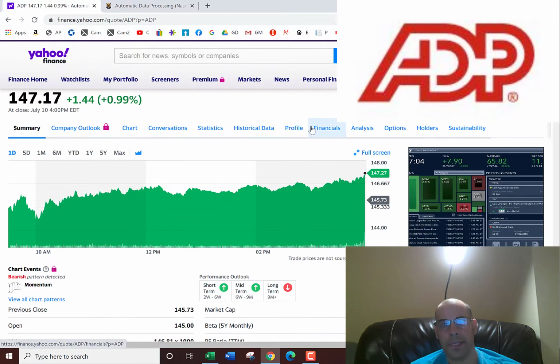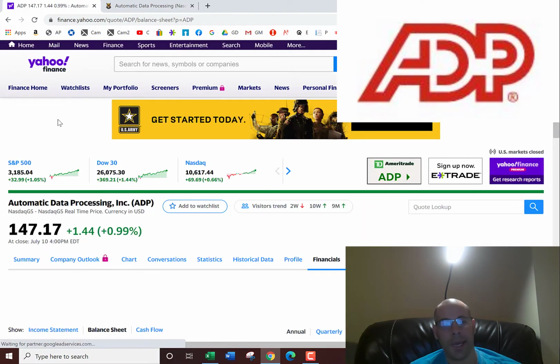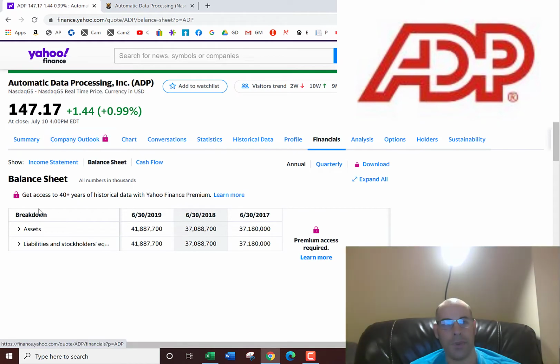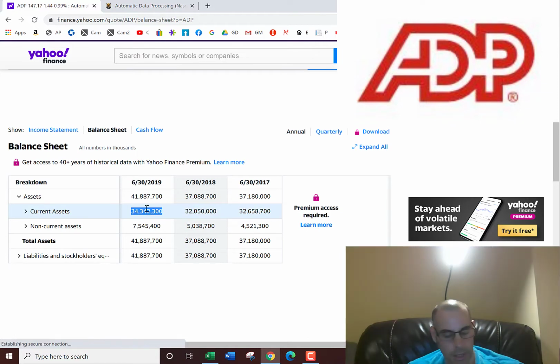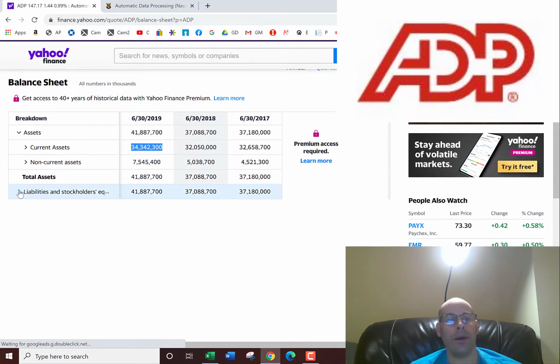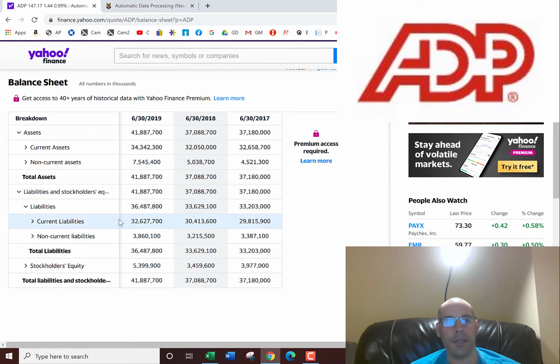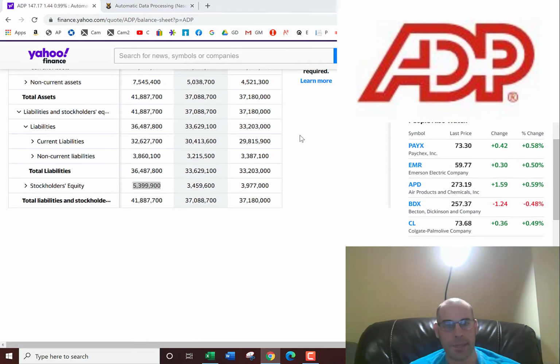Let's get their current assets, because we need this when we look at the current ratio later. And current assets are assets that can be liquidated and converted into cash within 12 months. And it usually includes cash, accounts receivables, and inventory, possibly other things as well. And that's 34 million. Let's get their current liabilities. This is what the company owes within the next 12 months. And that's 32 million. Let's get the stockholders' equity. That's the value of the company, which is assets minus liabilities, 5.4 billion.